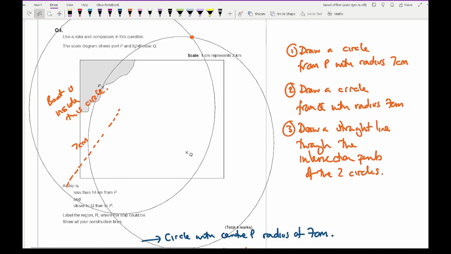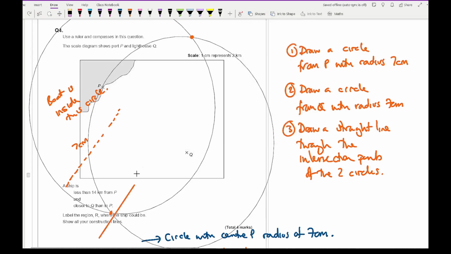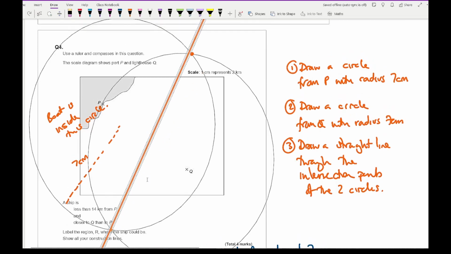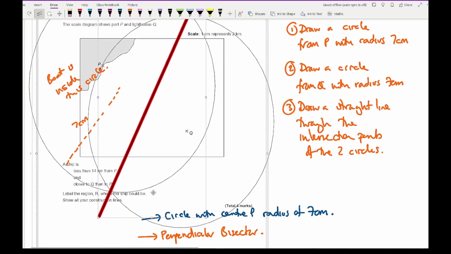So here's one, here's another. And what I'm going to do is with a ruler or straight edge, I'm going to draw a straight line through those points. There we go. And so it needs to be closer to Q than P. So that means it's going to be this region here.